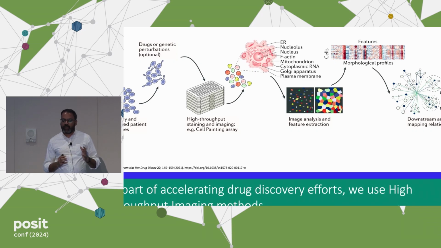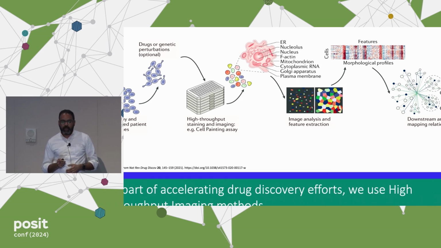So this is a busy slide, but I'm going to walk you through it. So we start with some cells. We get them from disease patients and normal patients. And then we add compounds to them, or we change the genome a little bit using a technique called CRISPR. And then we do high-throughput staining and imaging. Once we have these images, you can get lots of features from them and then do groupings and clusterings. So as part of the drug discovery effort, we use both the high-throughput screening and imaging to help us get these images.